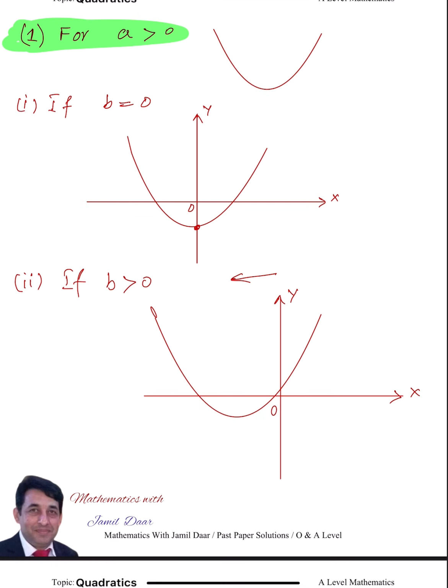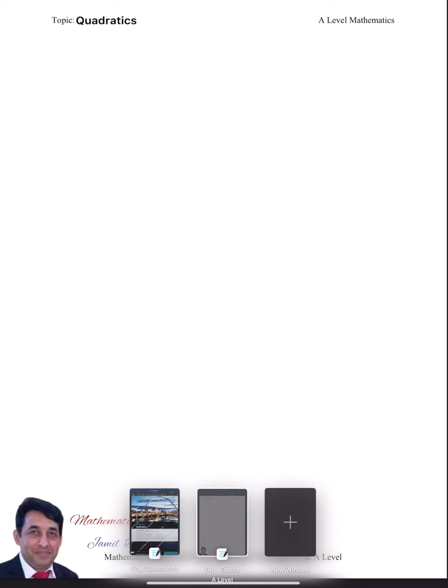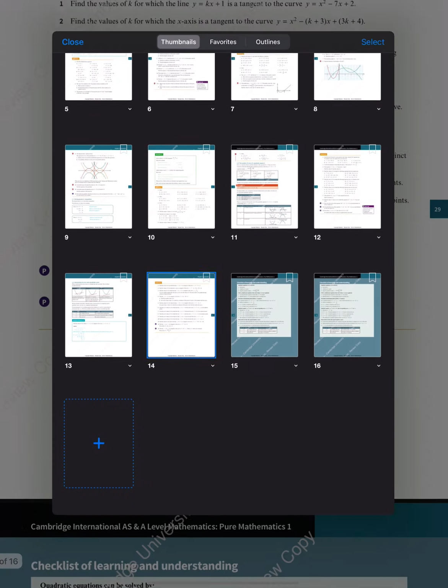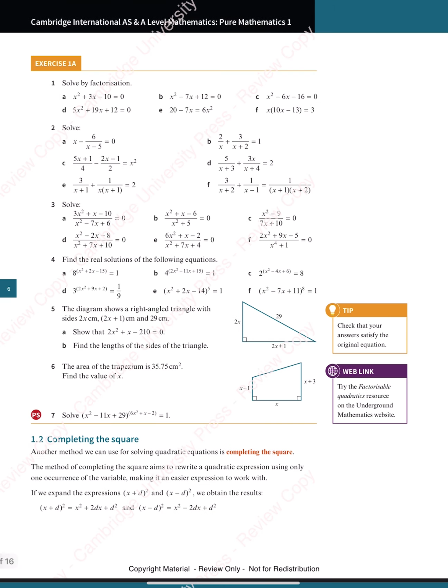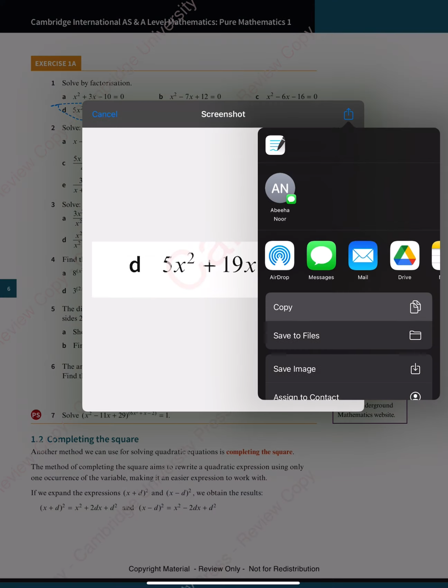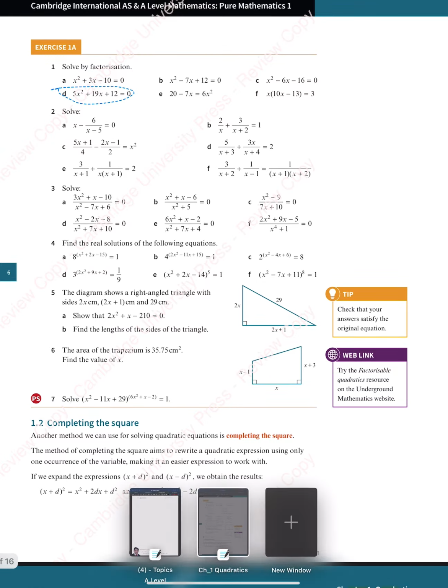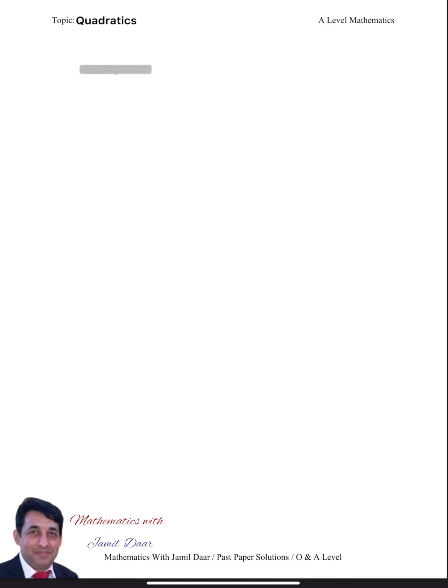Now we'll be doing some questions from the first exercise. The first exercise is how to solve the quadratic equation by factorization. So randomly I'm going to select this question and another question from this. Let me copy it down and paste it here. So this is the question we have to solve by using factorization. Let me revise the factorization.